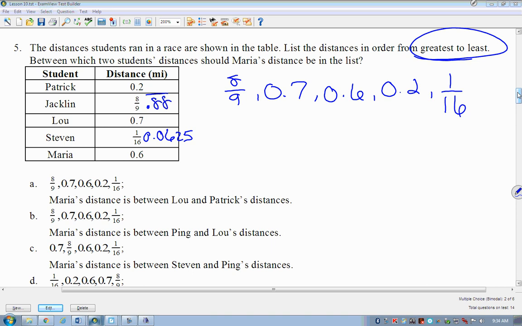Maria is here, so she is between Lou and Patrick, okay? Let's see, we got 8/9, 0.7, 0.6, 0.2, 1/16. Maria's distance is between Lou and Patrick's. We get this so far. Yep, great.